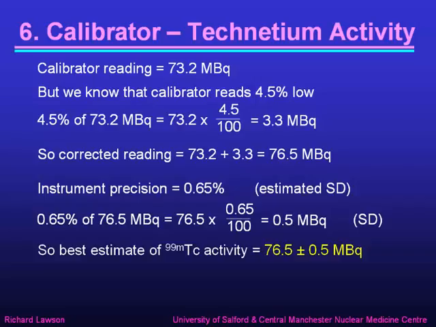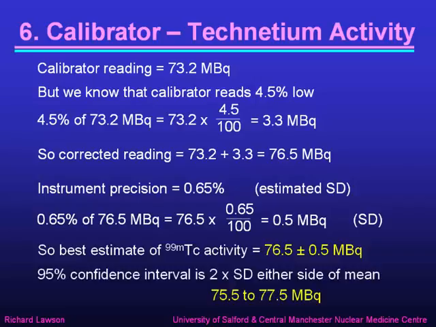So if we want to quote our 95% confidence limits, we can go 2 standard deviations either side of the mean. Notice we're going 2 standard deviations using a normal distribution now. We don't have a sample of measurements, so we're not using the t-distribution, we're assuming the normal distribution. So 2 standard deviations would be 1 megabecquerel, so 1 megabecquerel below the mean is 75.5, 1 above is 77.5. So we're 95% confident that the true activity of this technetium source is between 75.5 and 77.5 megabecquerels.